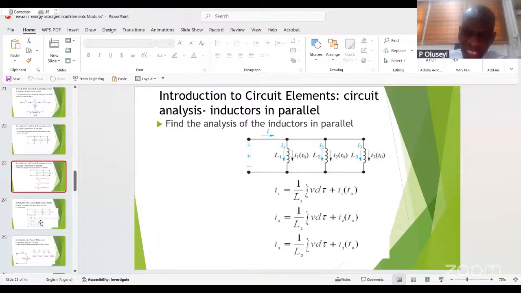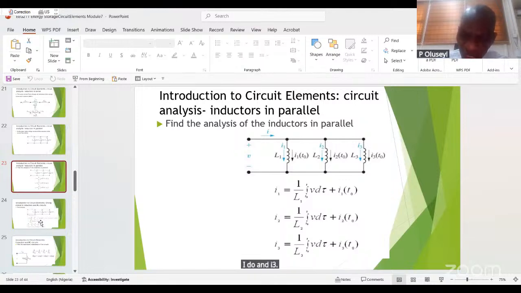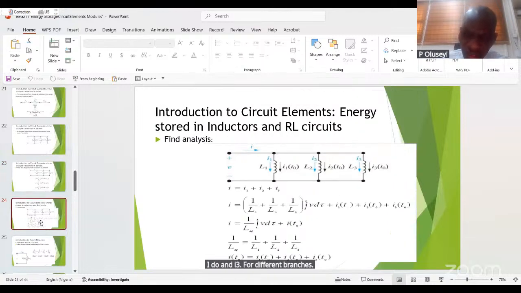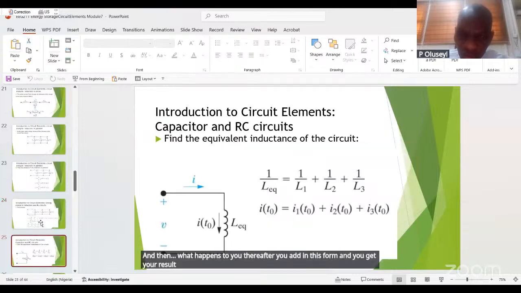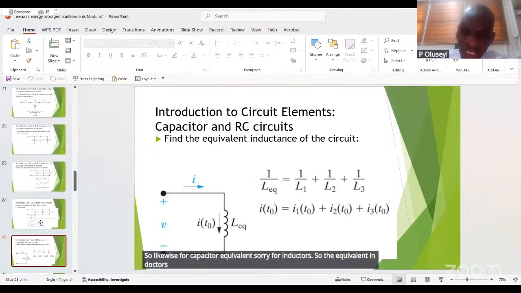So to analyze inductors in parallel, you have this kind of arrangement where you have I1, I2, and I3 for different branches. And then what happens thereafter? You add in this form, and you get your result in this form. So likewise for capacitors, for inductors, the equivalent inductance is as given here when everything has been combined together.